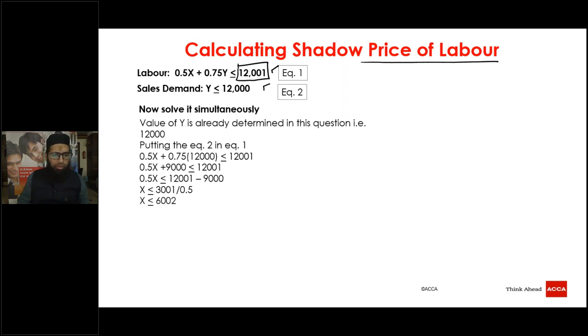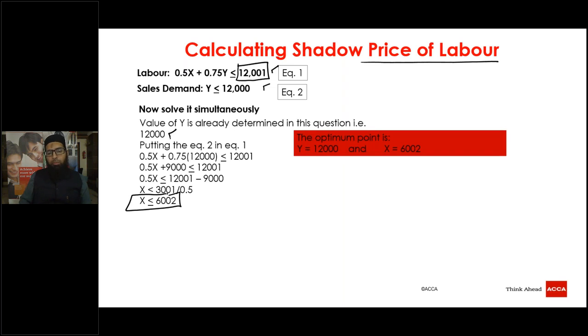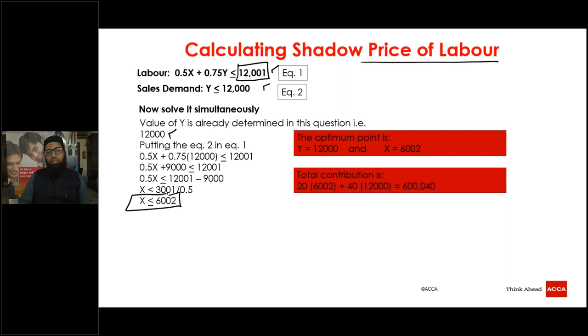So this time around, the value of y, because it has already been provided, is 12,000, and the value of x is 6,002. So the optimum point after increasing one hour of labor is y equal to 12,000 and x equal to 6,002. The total contribution will then be 600,040.